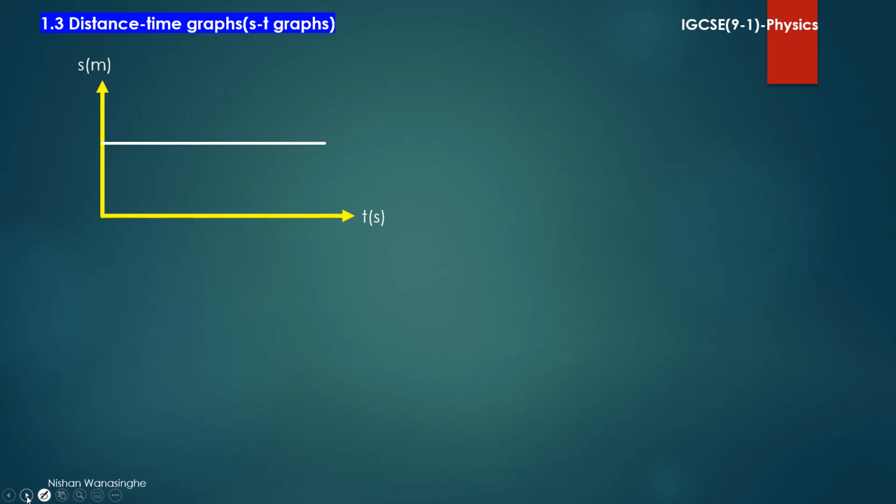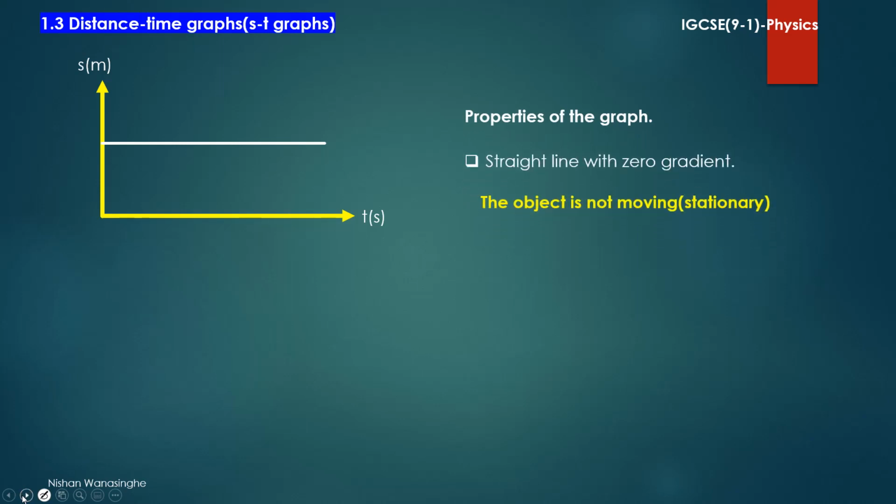Horizontal line on the ST graph. What is the meaning of that? The line is horizontal, so the gradient is 0. A straight line with 0 gradient. Even as time passes, the object is at the same distance. That means the distance doesn't change, so we can say the object is not moving, or stationary. The object is stationary. Right. We'll move to the next one.